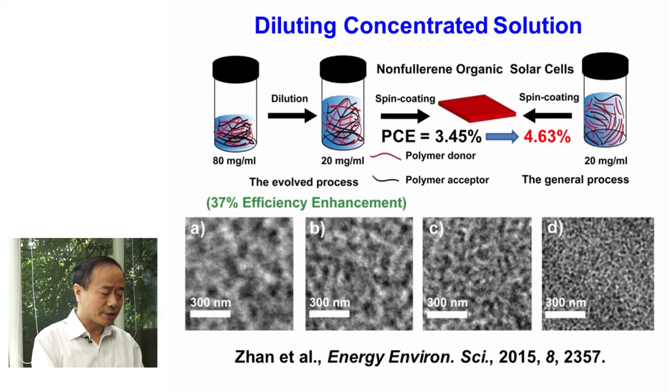Then we used a method called diluting concentrated solution to further increase the efficiency of all-polymer solar cells based on perylene diimide polymers to 4.6%. First, we use a very highly concentrated solution, around 80 milligrams per milliliter. Then dilute to regular concentration, around 20 milligrams per milliliter. Since in the highly concentrated solution the polymer main chains entangle and aggregate, we can reduce the phase separation size and promote intermolecular interaction and charge transfer property. Finally, we got high JSC, high FF, and high efficiency.